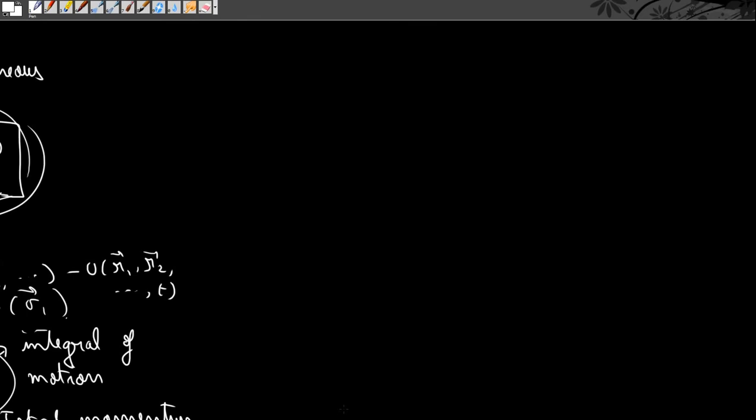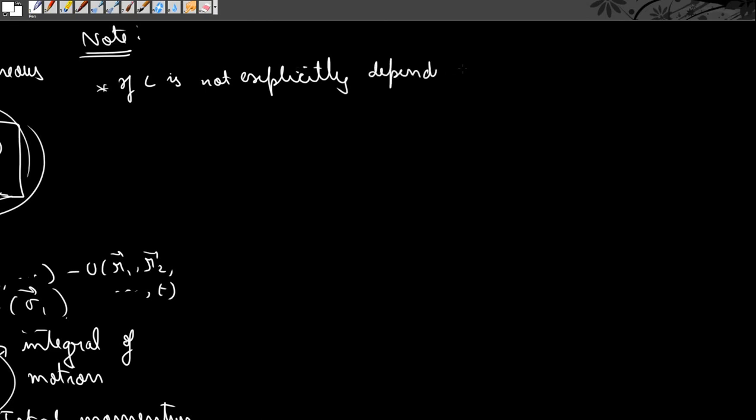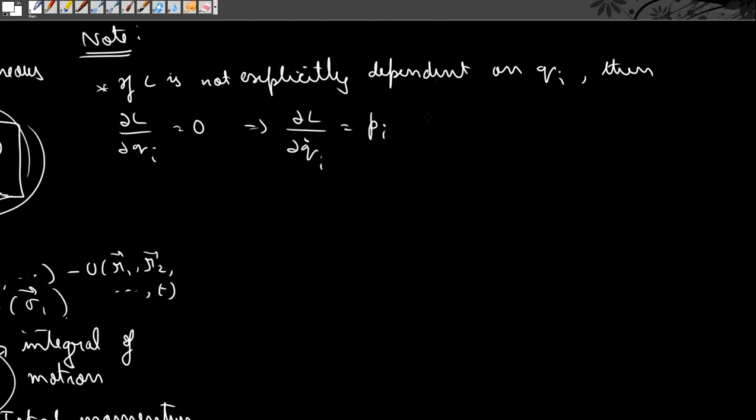So now let us make some notes about some important points. Note: if L is not explicitly dependent on Qi, that is a generalized position, then dou L by dou Qi equal to 0, which implies dou L by dou Qi dot, which is Pi, is constant, which is what we had seen, or it is conserved.